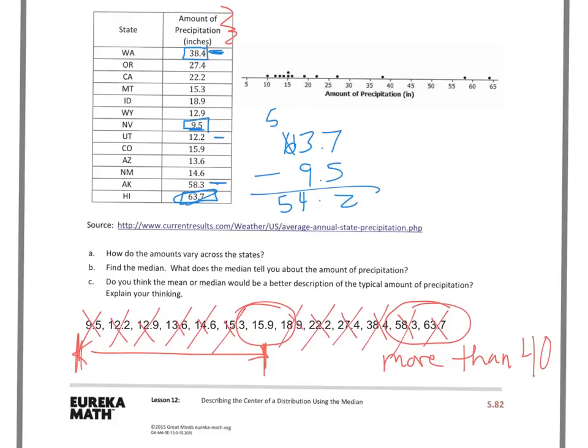So the last part, C, says, do you think the mean or median would be a better description of the typical amount of precipitation? So what you're going to have to do now, and I'm not going to actually solve this one, you got to find the mean. So you got to add all of these pieces of data up and divide by 13. And that'll get you the mean. And then your median is right here. And then what do you think would be a better description of the data based around that?